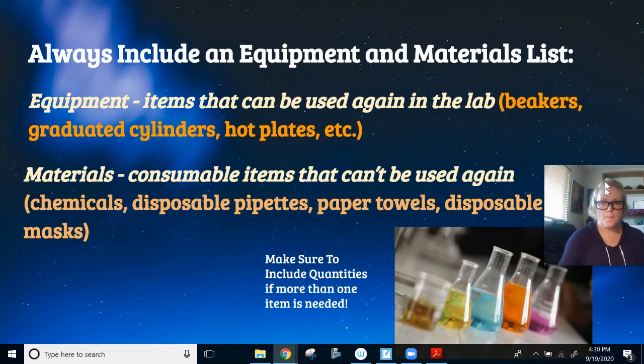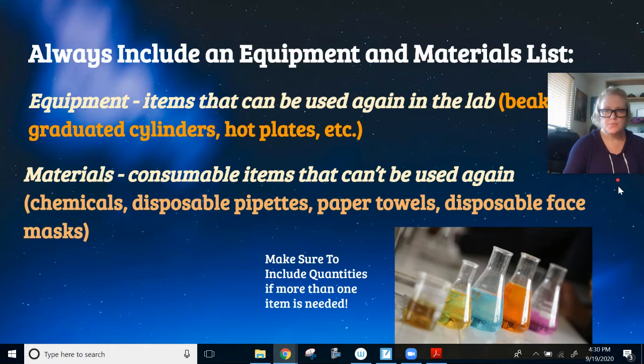If there is more than one piece of equipment or materials to be used, you need to include the quantities and the size of those pieces of equipment as well. So for instance, in this example, I have 3 250 milliliter flasks. So the quantity, the size, and the type of equipment used.